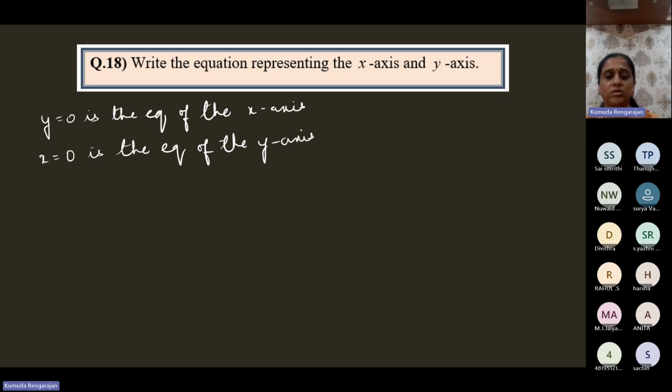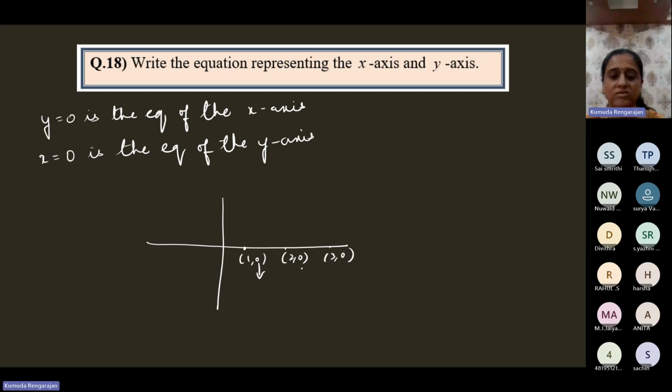I've told you the reason also. Because if you plot any point on the x-axis, 1, 0, 2, 0, 3, 0, you can see that y is always 0. So y is equal to 0 is the equation of the x-axis. Now on the y-axis, we have 0, 1.